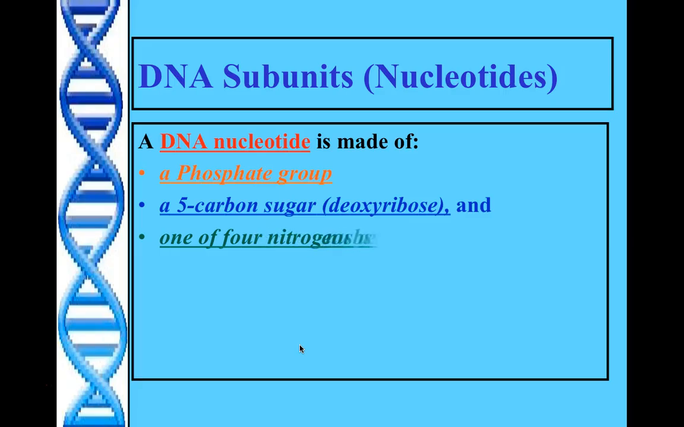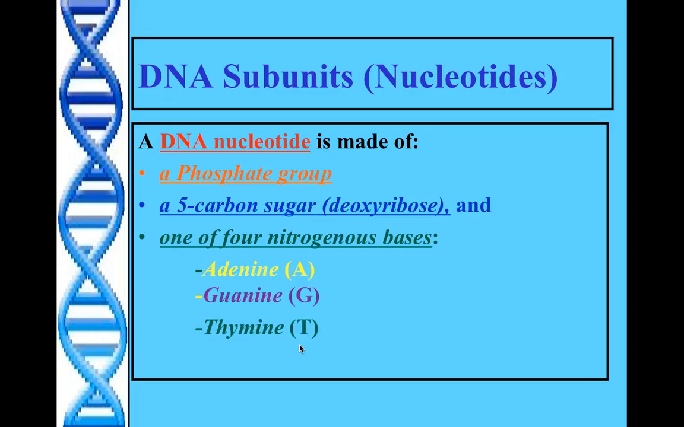We have a phosphate group, we have one 5-carbon sugar, the name of it is called deoxyribose, and we have one of the 4 nitrogenous bases. And of those 4 bases, we have adenine, which is represented with an A, we have guanine represented with a G, thymine represented with a T, and cytosine, which is represented with a C.